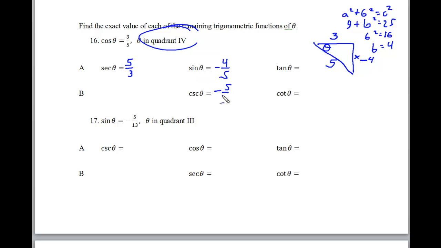This is 5/4. Tangent is going to be opposite over adjacent. So this is going to be negative 4 over 3. And cotangent is adjacent over opposite, or x over y. So this is going to be our negative 3/4.